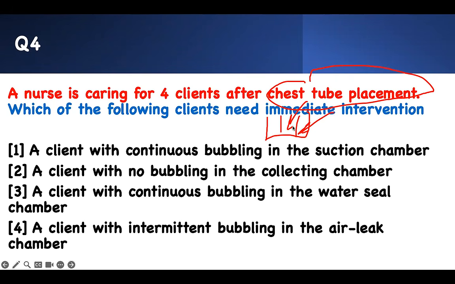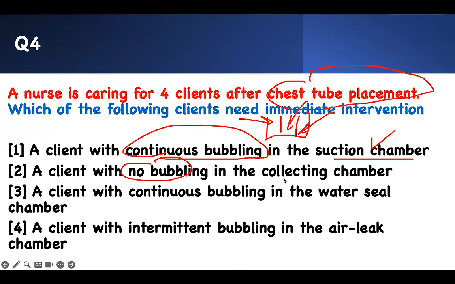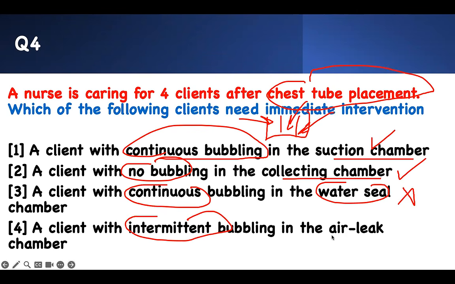Collection chamber, water seal, air seal, and then suction chamber. You have to know what happened to each component in order to be able to answer these questions. A client with continuous bubbling in the suction chamber, this is expected. A client with no bubbling in the collection chamber, this is expected. A client with continuous bubbling in the water seal chamber, this is not expected. A client with intermittent bubbling in the air leak chamber, this is expected.